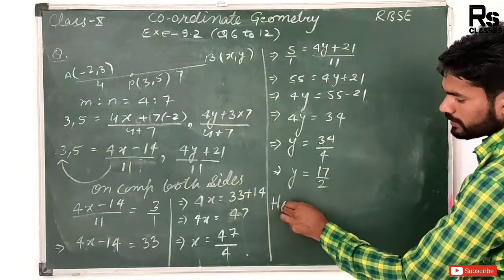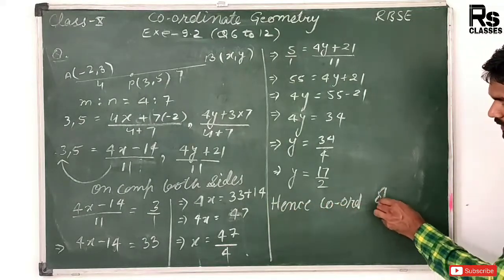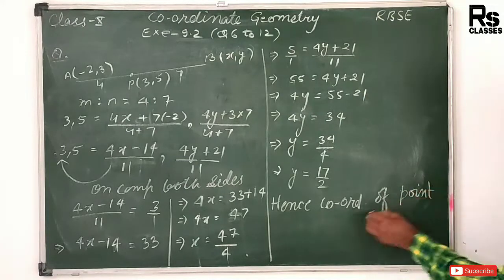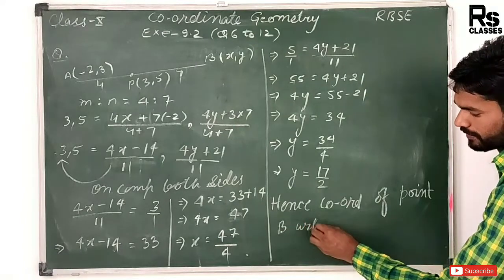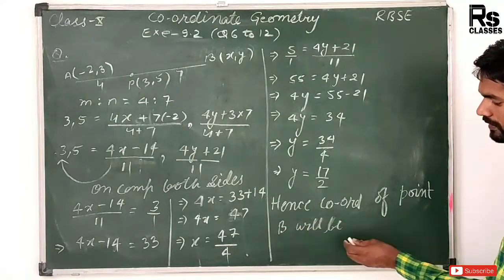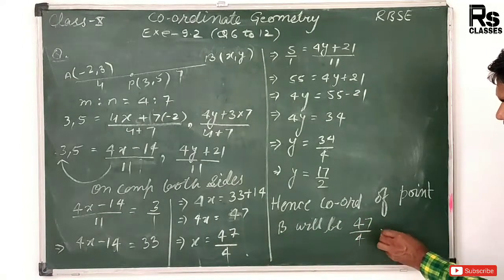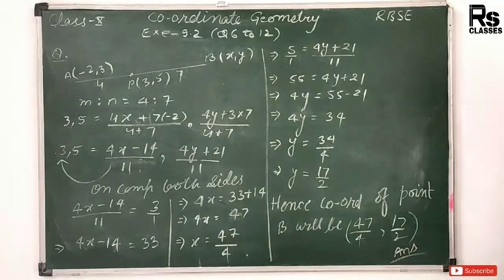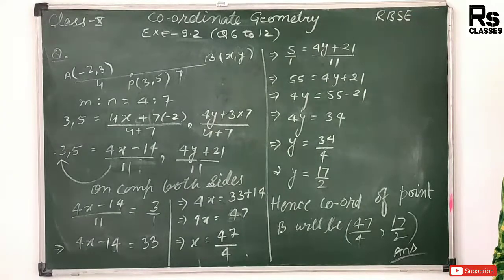Hence, the coordinates of point B will be (47 upon 4, 17 upon 2). It is the answer. Okay, students. Now let's start question number 9.